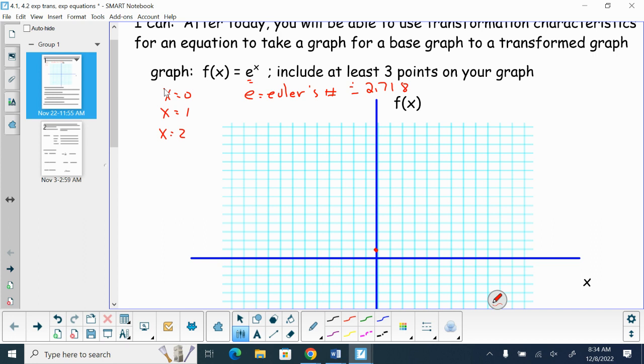If we have an x value of 1, we have a value of 2.718. So we have 2.718, the value. If we square Euler's number, e to the x, or e squared, what do we come up with? Come up with 8 point what? 7.389.